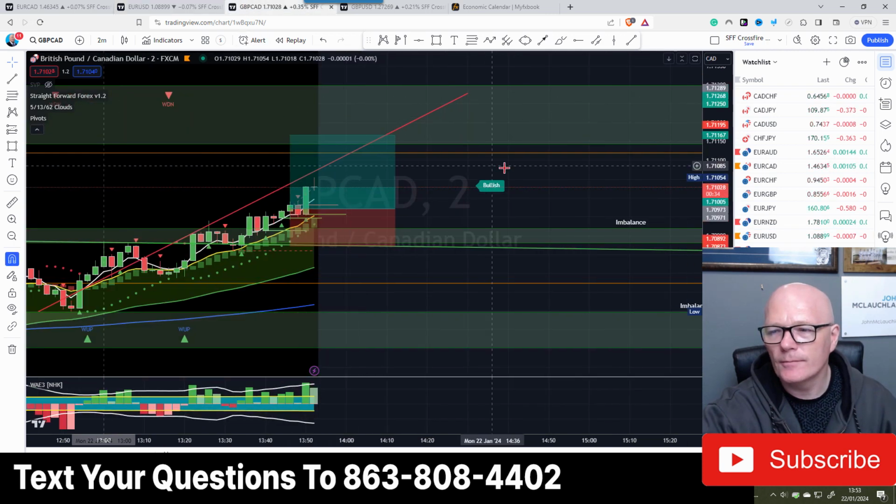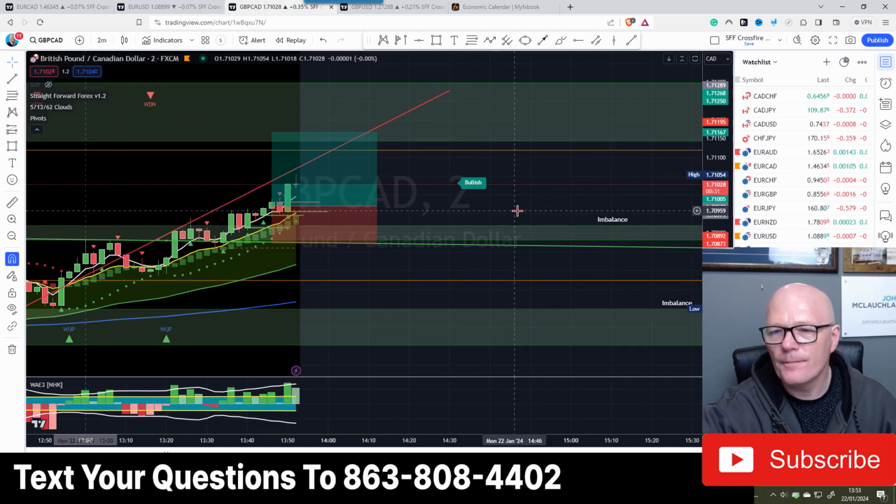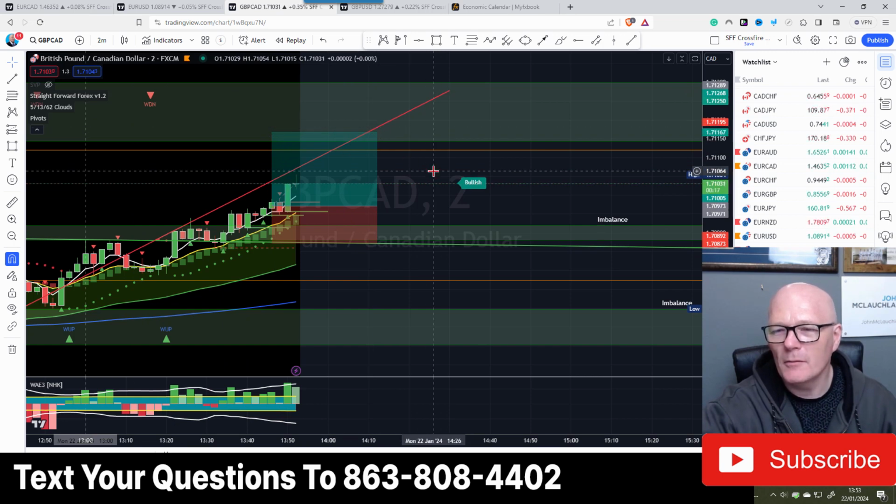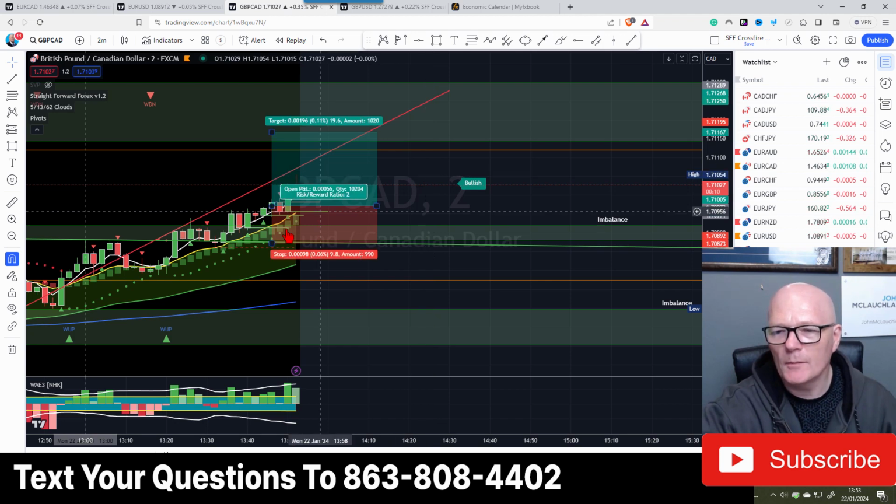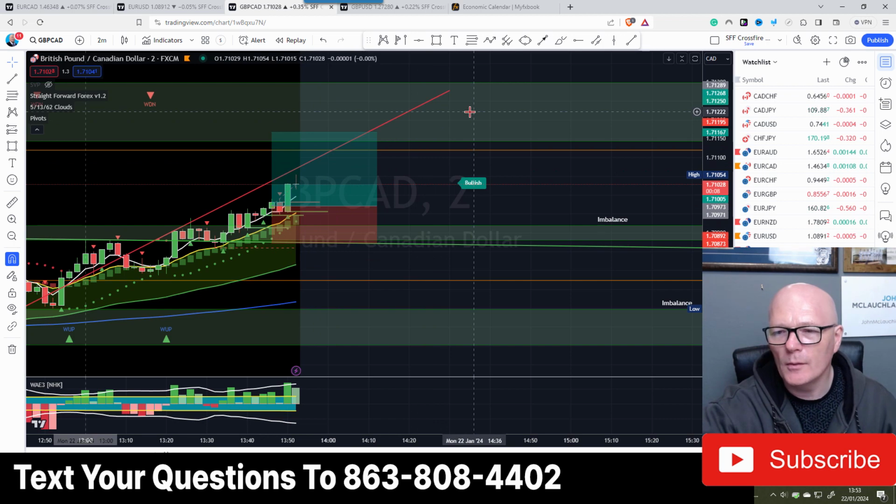Right, GCAD. So GCAD is still going, and the only reason I looked at that is because of the trajectory of the red trend line. It's quite steep. So if it does fall like that, it's going to go up fairly rapidly. And this is what happens sometimes. It just follows it all the way up.